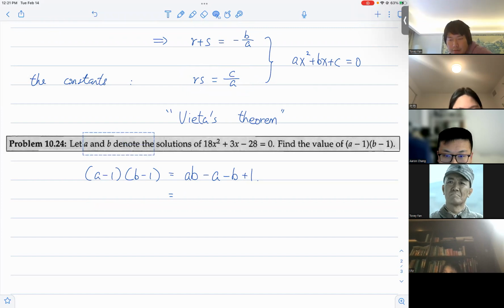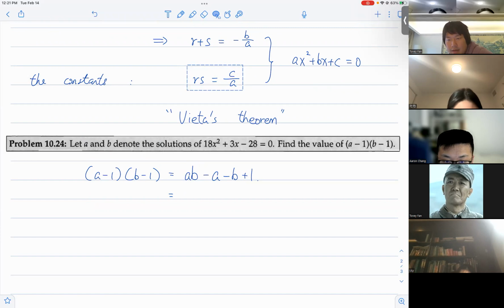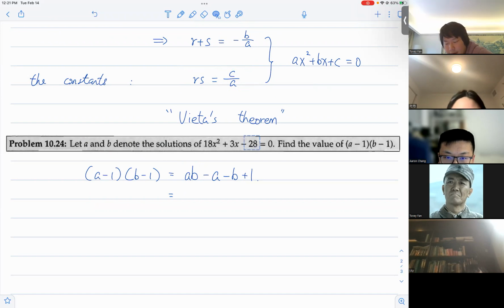A and B are the two solutions, right? A times B is the product of solutions. The product of solutions is C over A, guys, right? What is C over A? C is negative 28. A is 18, right? Okay, Lily, Rika, make sense, Aaron?